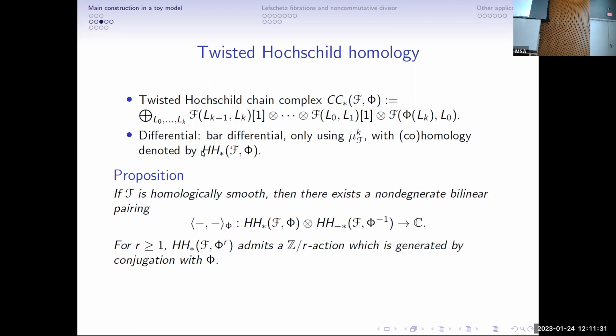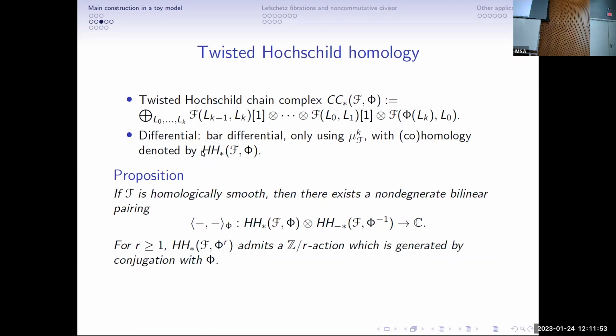So from the symplectic point of view, as you can see from this statement, because we view twisted Hochschild homology as an open string counterpart of fixed point Floer homology, this pairing should replace the cup product pairing, as in the case of Hochschild homology. So that's the first part of this statement.